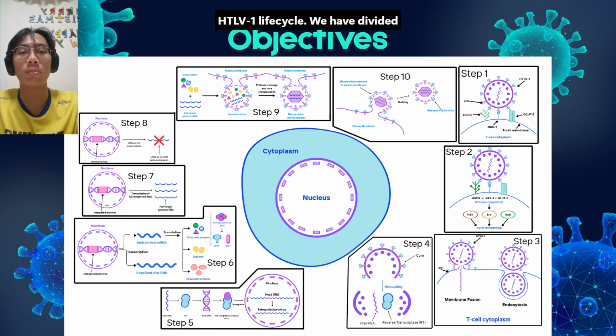We have divided the process into 10 main stages, beginning with adsorption, followed by signaling and penetration. After HTLV1 enters the cell, it undergoes uncoating, nuclear targeting, and integration. Gene expression, genome replication, and, in some cases, viral latency. Finally, new virus particles undergo assembly, maturation, and release. We will now go through each stage individually.